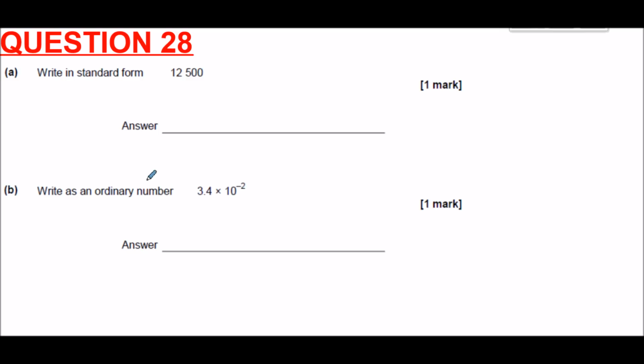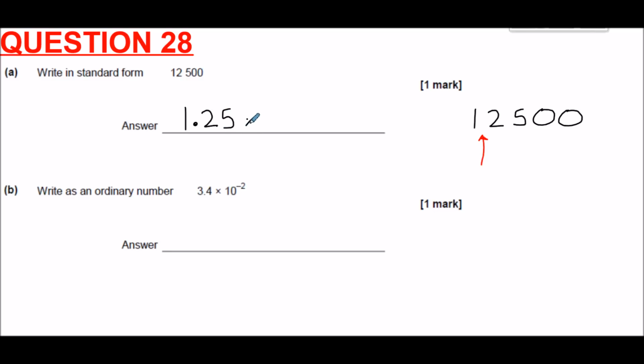Question 28. Write in standard form 12,500. So if I just put the number here, 12,500, the thing with standard form is the number appears in 2 parts. The first part of a number in standard form needs to be between 1 and 10. So we need to insert a decimal in this number so that it becomes between 1 and 10. So the question is, where would that decimal go? The decimal would have to go in between the 1 and the 2. If the decimal were there, that would make the number 1.25.